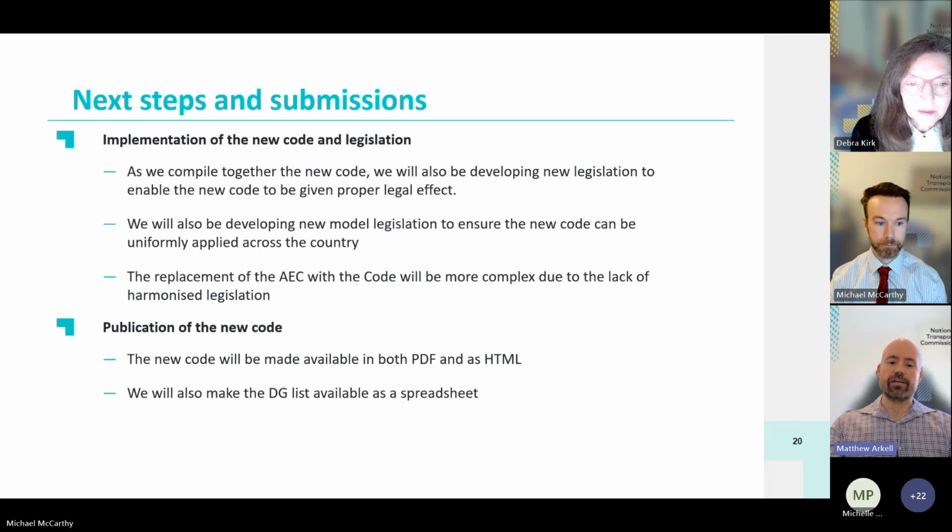And publication of the new code. So we will be making the new code available in both PDF and HTML. So we want it to be available in a web version. And we're also going to be making the dangerous goods list available as a spreadsheet. We want everybody to have the best chance of being able to comply with the new code, and making this information readily available is the best way to support that.